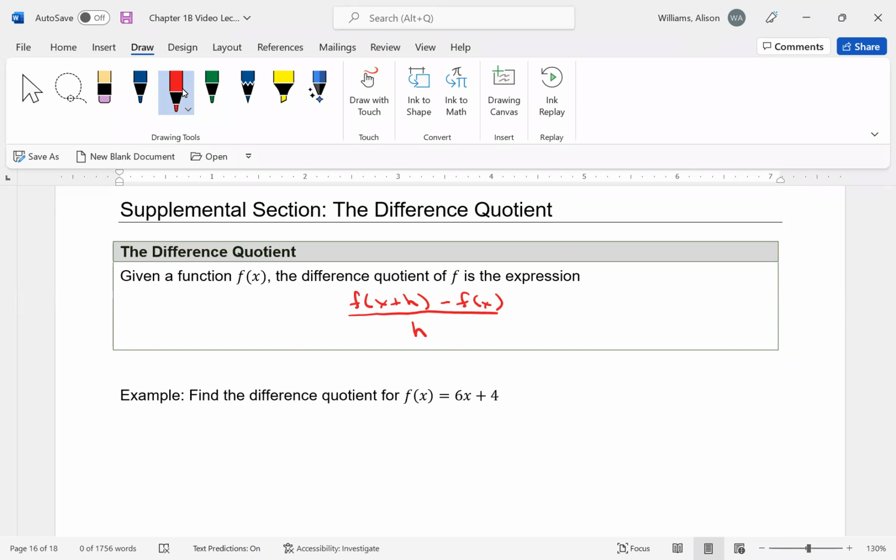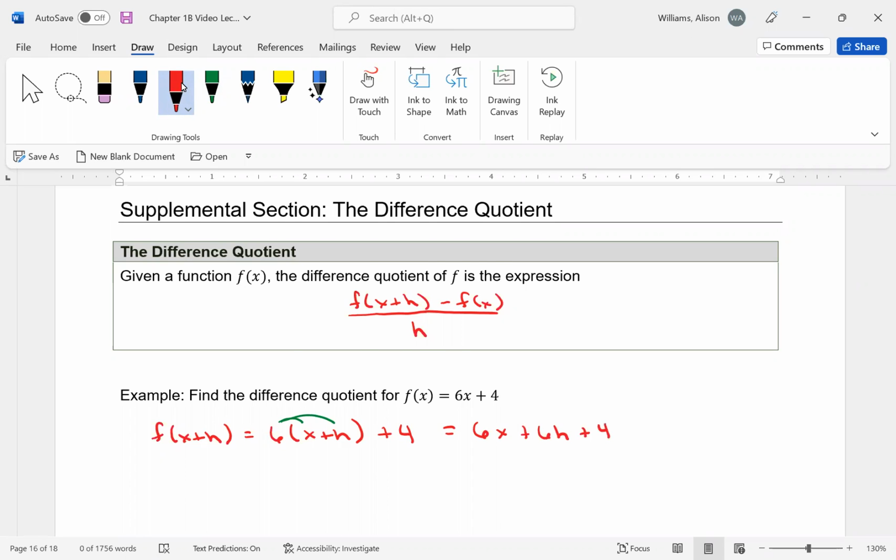So let's look at an example of the difference quotient for this specific f of x. f of x equals 6x plus 4. I'm going to start by finding f of x plus h. That basically means I'm plugging in x plus h everywhere I see x. I can distribute the 6, so 6x plus 6h plus 4. And that doesn't simplify any further.